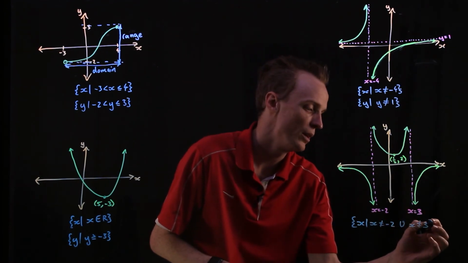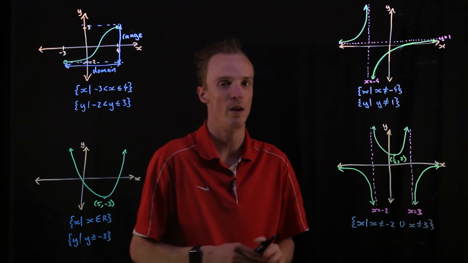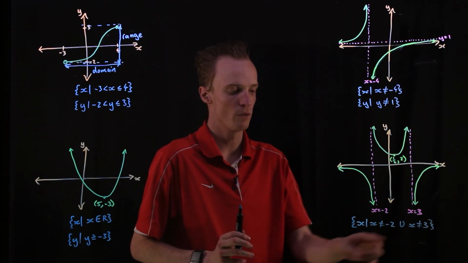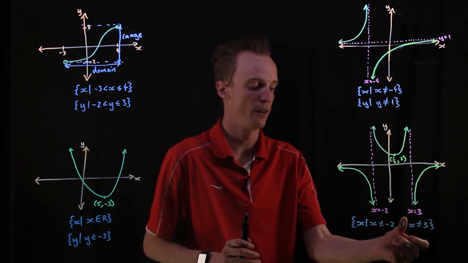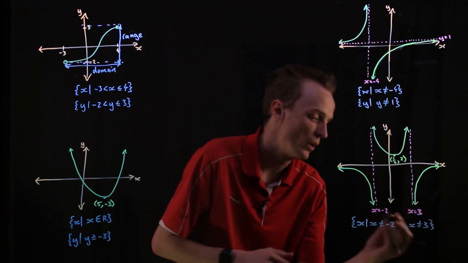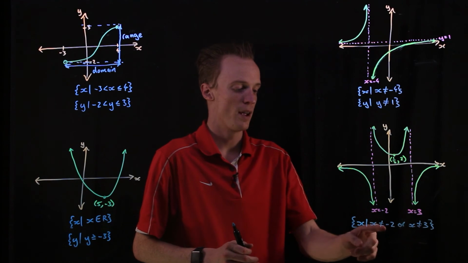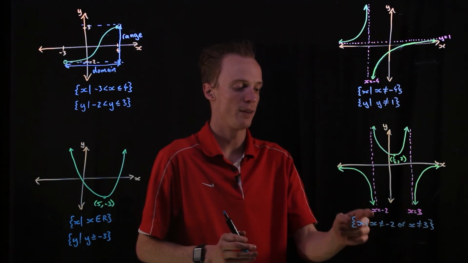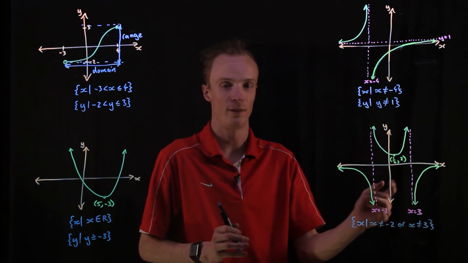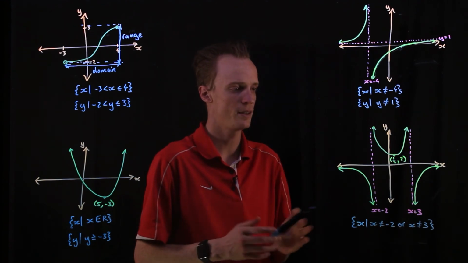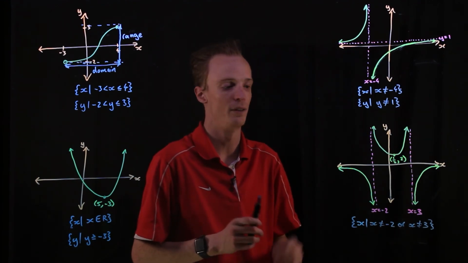Now this symbol here means or in mathematics. You can also write out or if you prefer. So instead of using this symbol, we can write out or like this. But we know that our domain can be any value except for when x is -2 and except for when x is +3. So now let's take a look at our range or our y values.